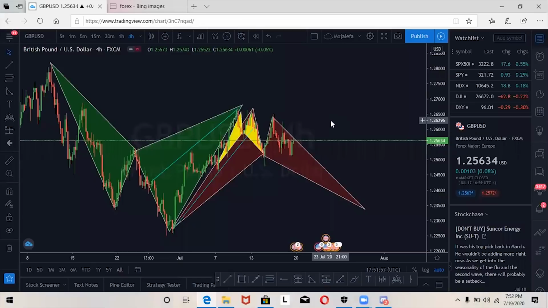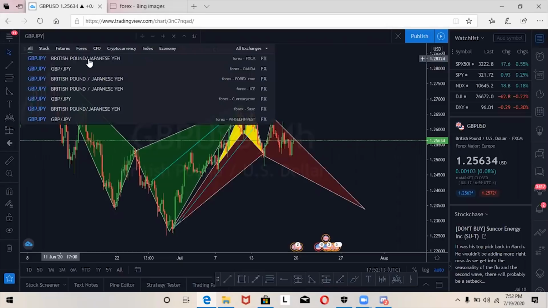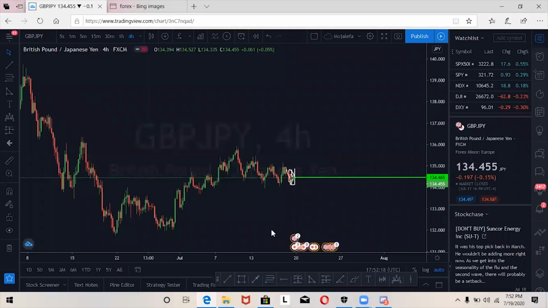So you want to see harmonics on GBP JPY. Okay, let me move to the pair GBP JPY. Let me move to the pair. Let's get to it. Oh, let me remove everything here.